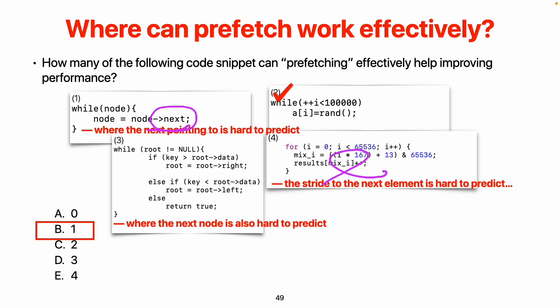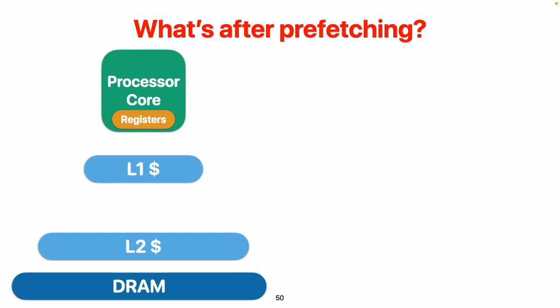So, it's very important as a software programmer. You need to write code that is easy to predict. Although there are hardware optimizations like the prefetcher, if you don't write your code in a good way that makes it easy to predict, your performance is not going to win anyway, right?